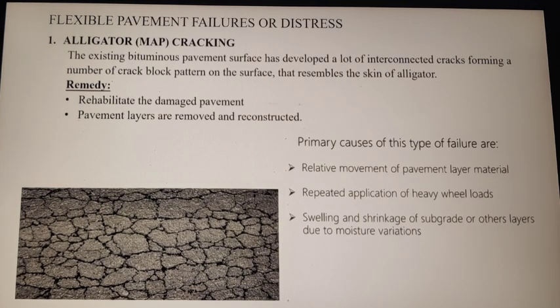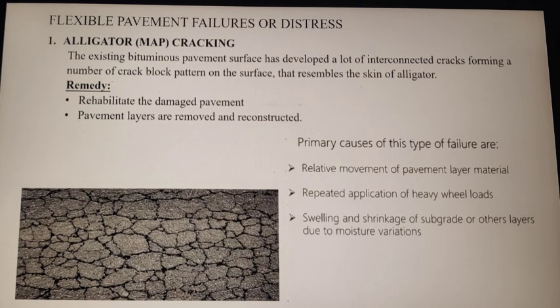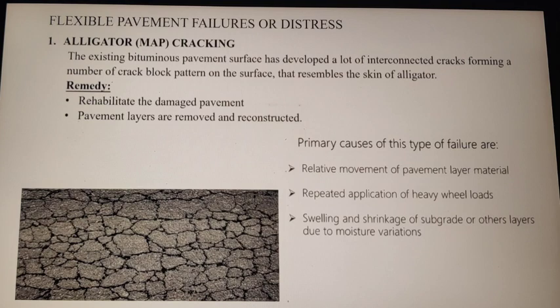The primary cause of this type of failure is the relative motion of the pavement material. Second reason is the repeated application of heavy wheel load. And third is the swelling and shrinkage of the subgrade or other layers due to moisture variation. The remedial measure adopted is rehabilitation of the damaged pavement, or the pavement layer is removed and reconstructed.